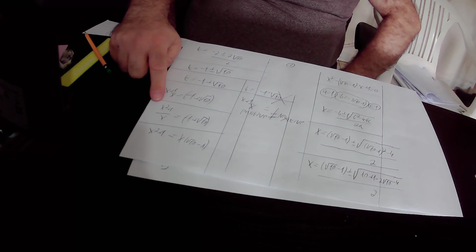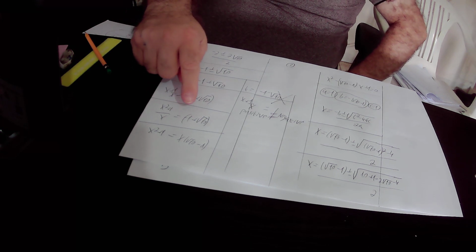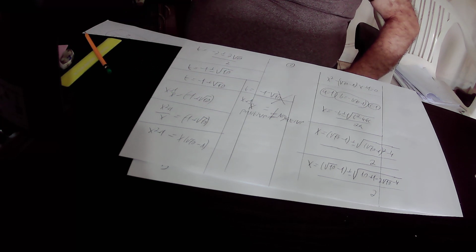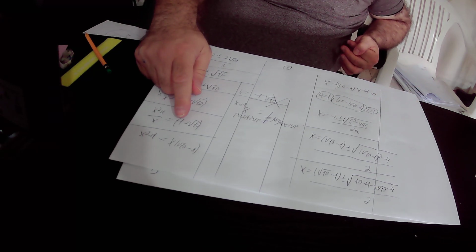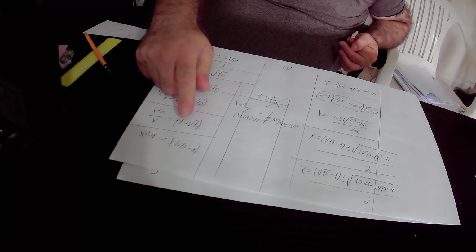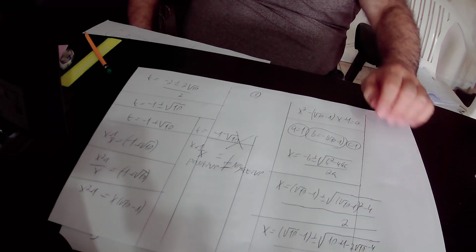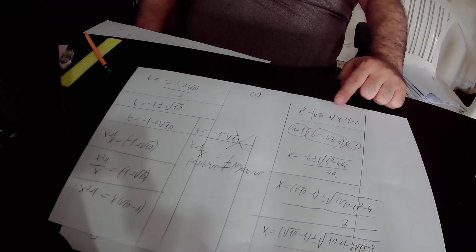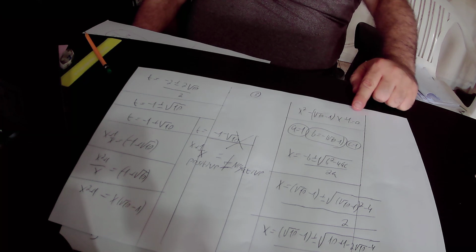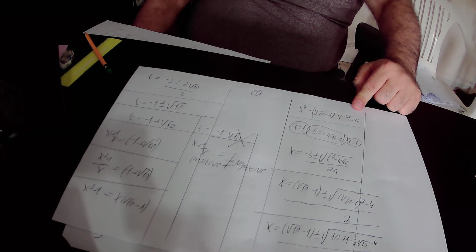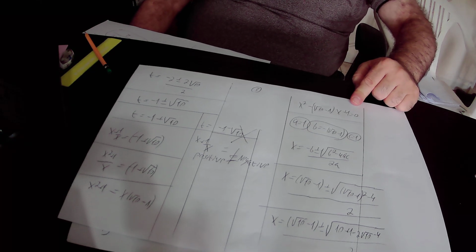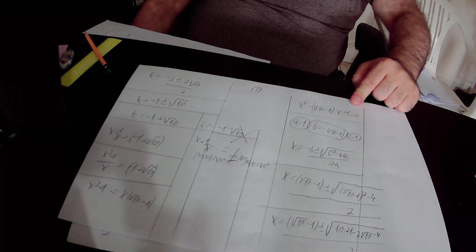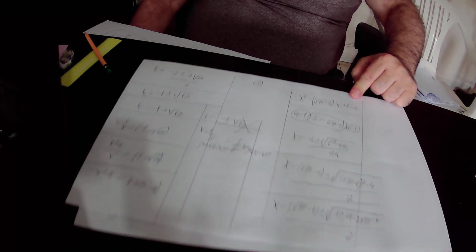Here we multiplied this equation by x and we got that x squared plus 1 equals x times square root of 10 minus 1. So here we substituted x times square root of 10 minus 1, and we got the quadratic equation x squared minus (square root of 10 minus 1) times x plus 1 equals 0.